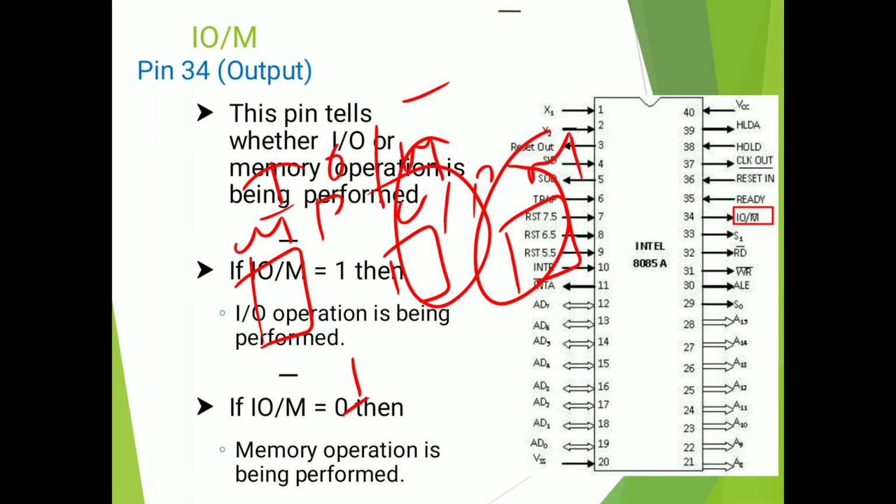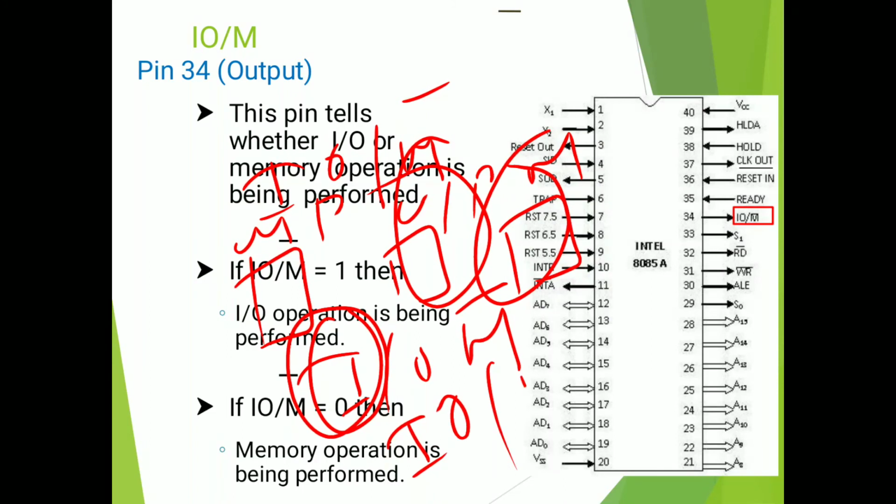If the IO/M bar signal is high, then the microprocessor wants to communicate with the input output devices. When IO/M bar is low, then the microprocessor wants to communicate with the memory.